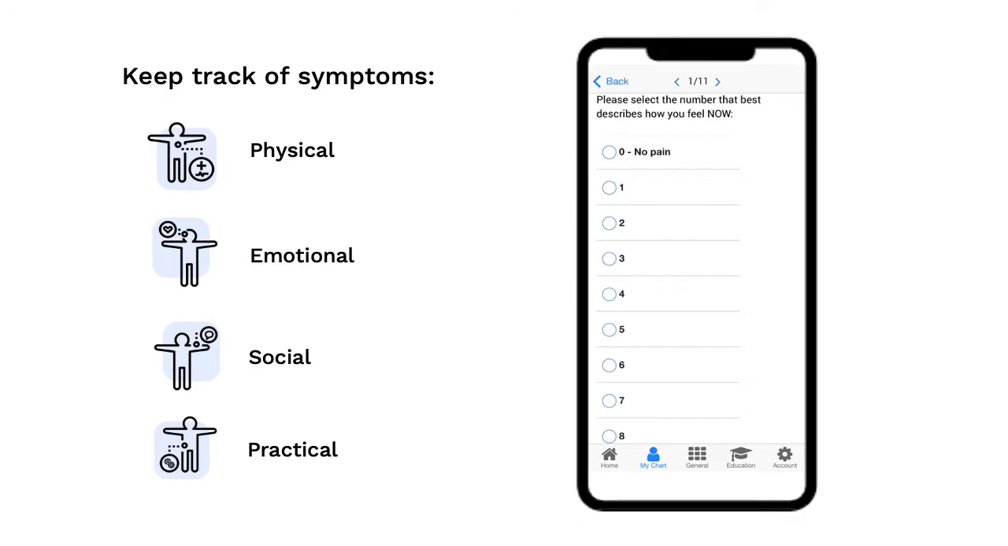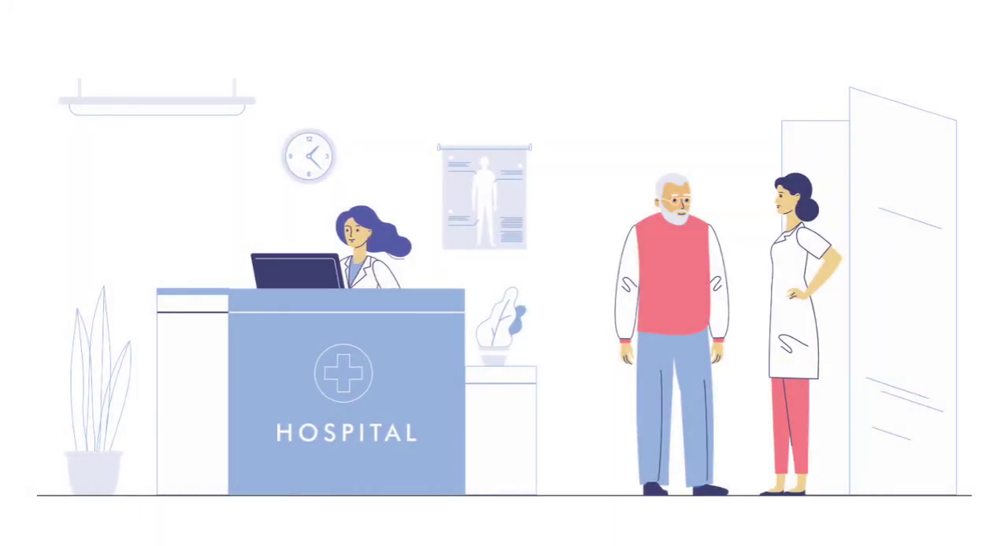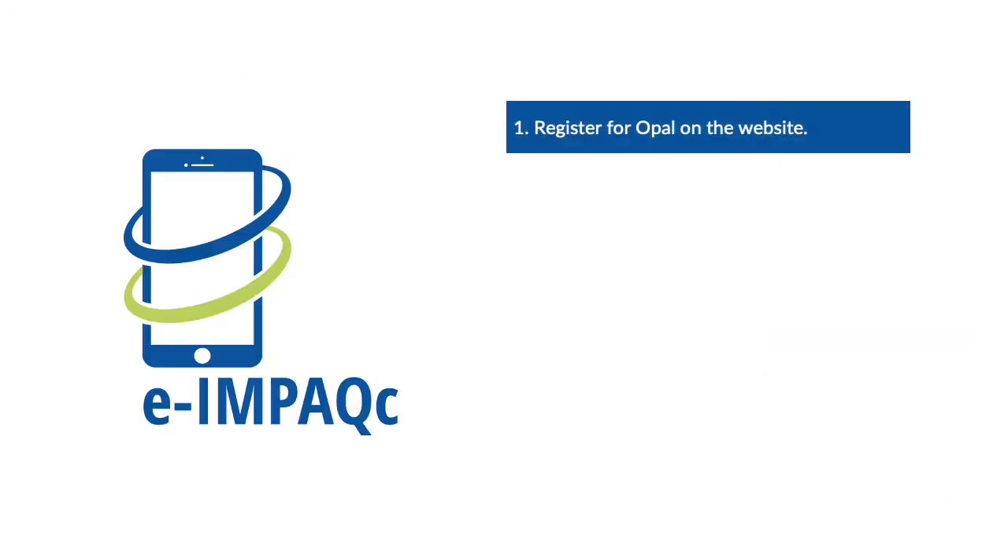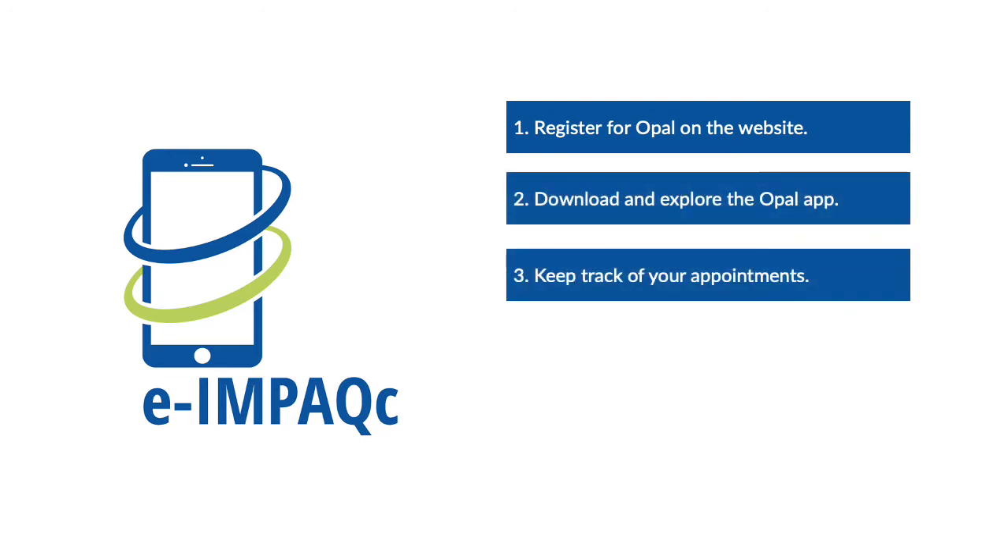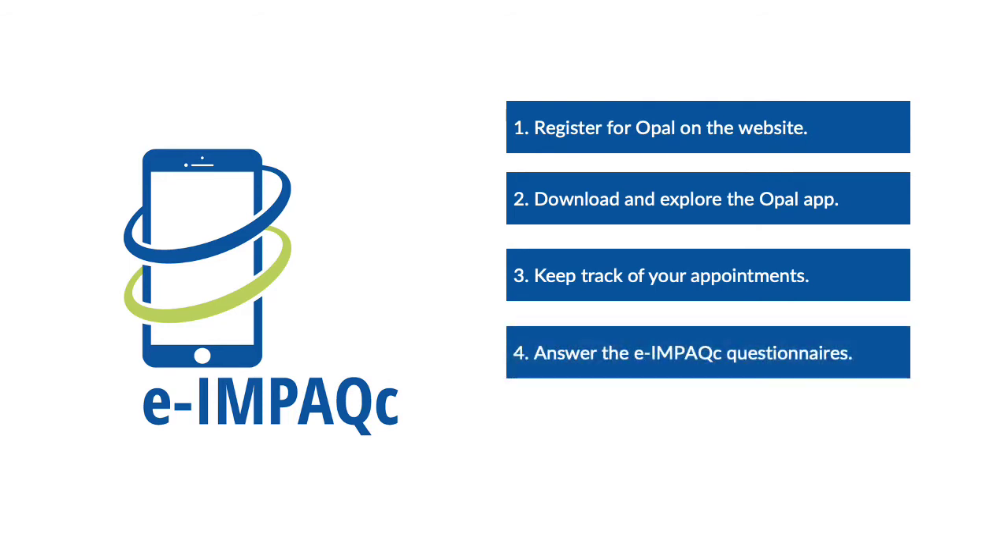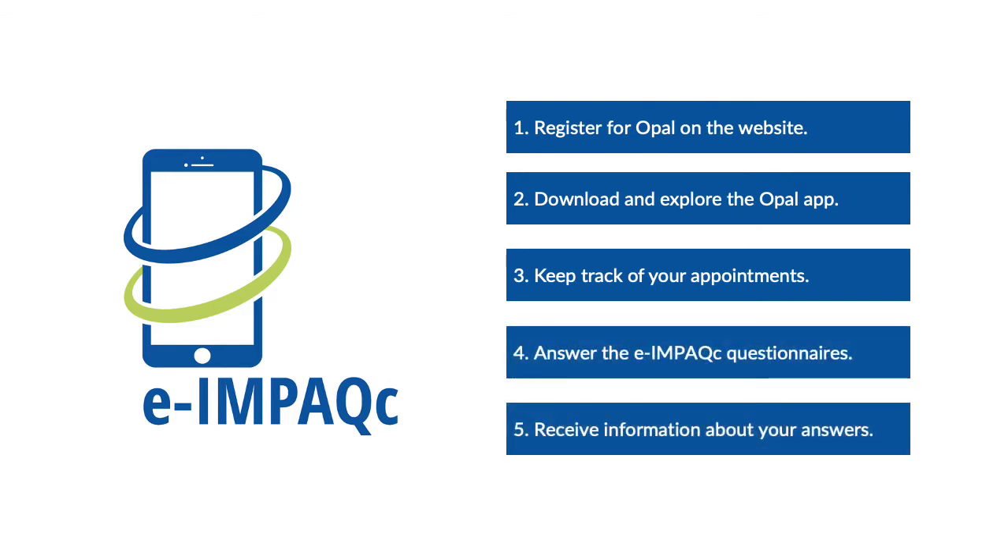In order to keep track of your symptoms, you will be asked to answer questions on your mobile device about your physical symptoms as well as emotional, social, and practical concerns. After your appointment with your oncologist, someone from the e-IMPAQc team will contact you to explain the participation process. In this video, we'll show you how to use e-IMPAQc in 5 steps. Register for Opal on the website, download and explore the Opal app, keep track of your appointments, answer the e-IMPAQc questionnaires, and receive information about your answers.